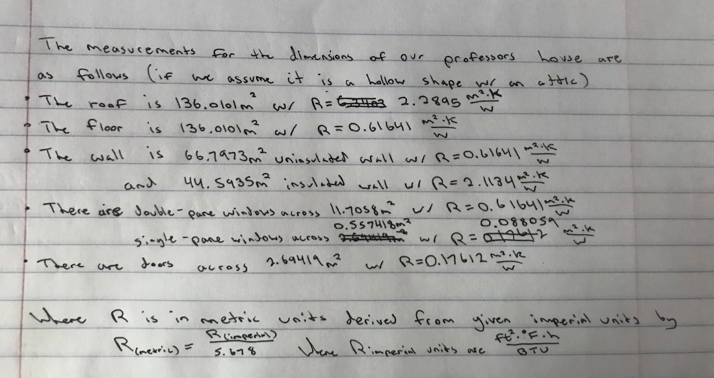This time we are examining the insulation in the professor's house. So we have the dimensions for the professor's house and they are given in feet squared, and I've converted them to meters squared because using feet is kind of gross. And he gave us the R value in imperial units, which is feet squared per degrees Fahrenheit per hour per BTU. And I also took the liberty of changing those into metric units, so now they are given in meters squared per Kelvin over watts.